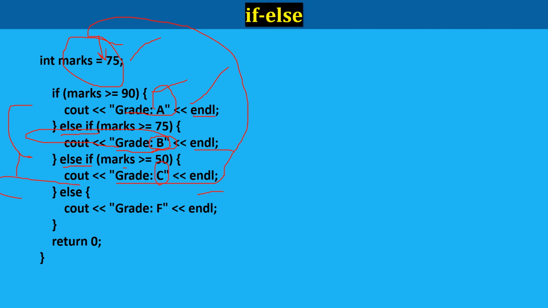Else: if all the previous conditions, marks more than or equal to 90, marks more than or equal to 75 and marks more than or equal to 50, are false, then the else block is executed. This is the default case for handling any other value of marks, less than 50. If the else block is executed, this line prints grade F followed by moving to a new line.